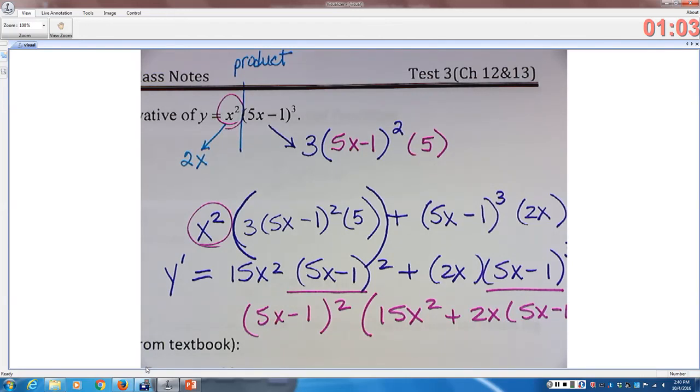It's two rules combined. It's a product rule, but in order to do the derivative of your second factor, that's a chain rule. So that's what you're going to find is that all the rules work all the time. The problem is sometimes you have to apply more than one rule to finish the problem.